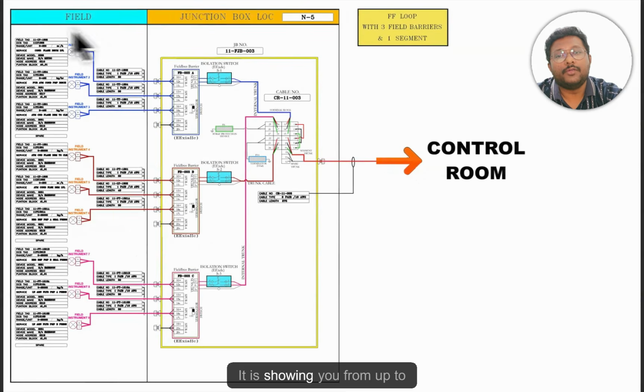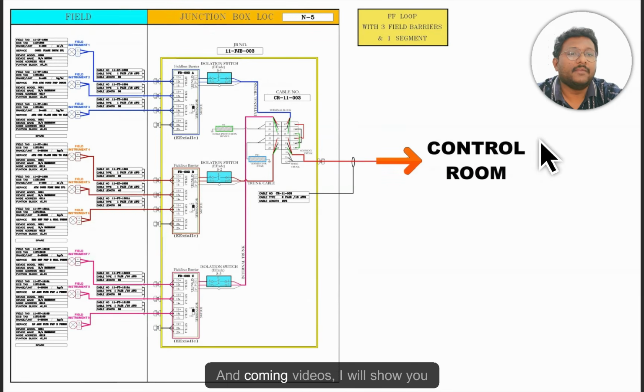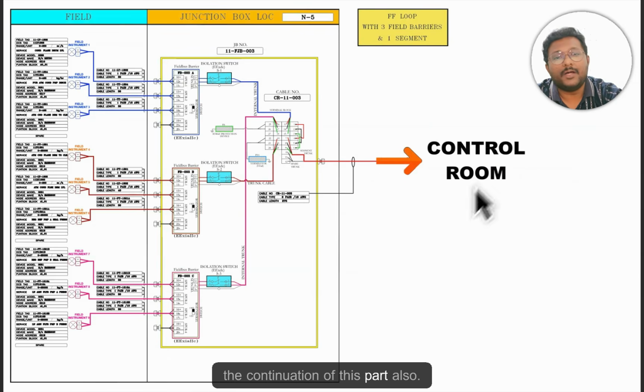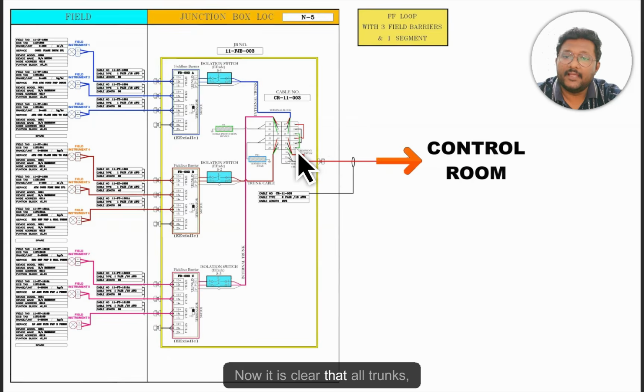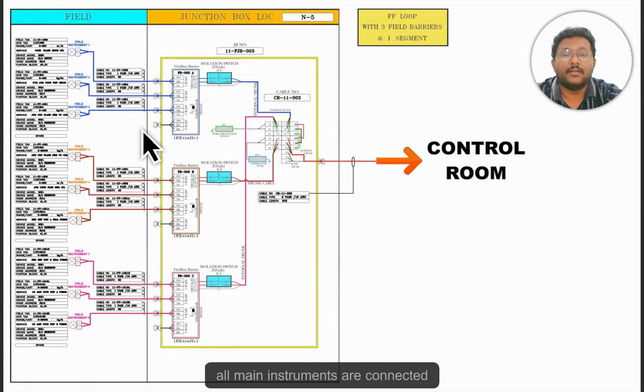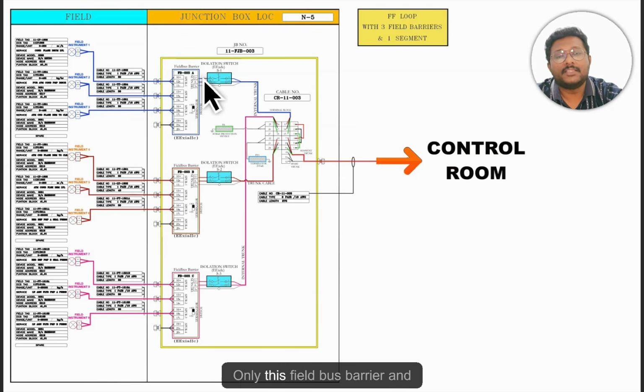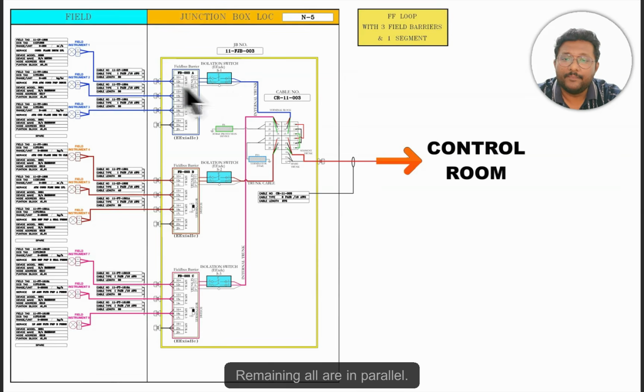It is showing you only from the field up to the junction box. In the coming videos, I will show you the continuation of this part also. Now it is clear that all trunks, all main instruments are connected in parallel. Only the field bus barrier and isolation switch are in series, the remaining are all in parallel.